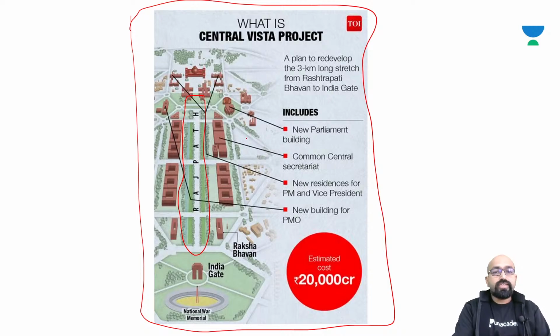Next, this project includes a new parliament building, common central secretariat, new residences for prime minister and vice president, and a new building for PMO. So these are the parts of the Central Vista project, and this project's estimated cost is 20,000 crore.